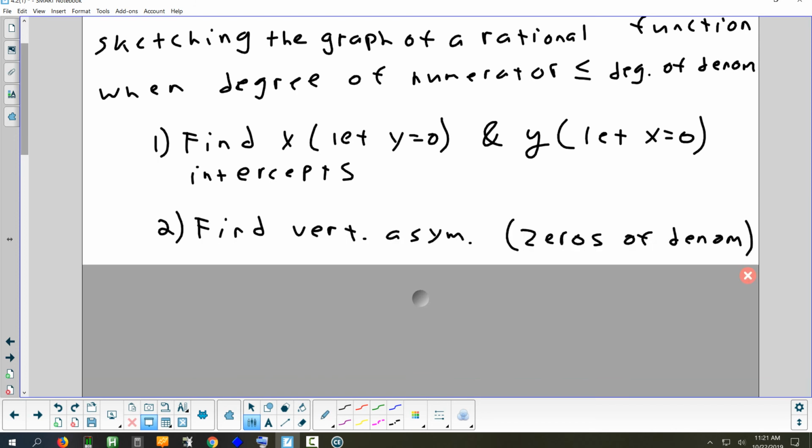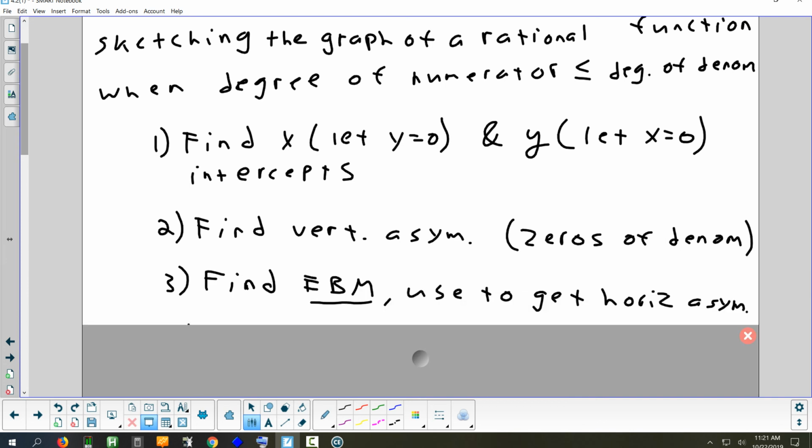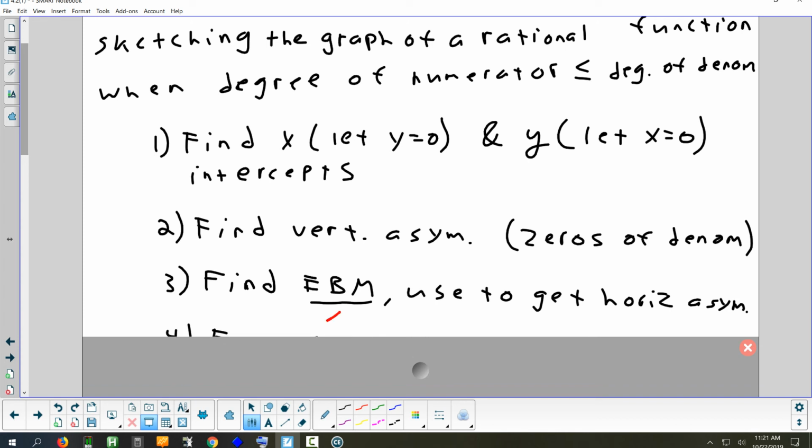Vertical asymptotes, very important. To find the vertical asymptotes, find where the denominator equals 0. Now, the only way that a number would not be a vertical asymptote is if it's a hole. So you've got to check, is this a hole or is this an asymptote? That involves factoring. After we get the vertical asymptotes, we're going to want a horizontal asymptote. To get that, find your EBM and then let x approach positive or negative infinity. Same thing is going to happen.